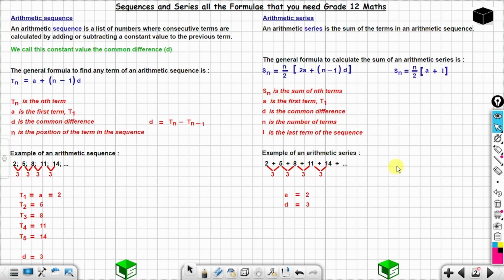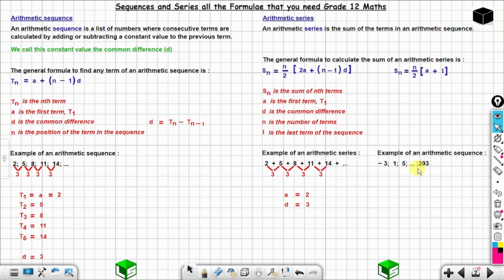Now, another example of an arithmetic sequence. You can have something like this. In this example, you have the first term and the last term.